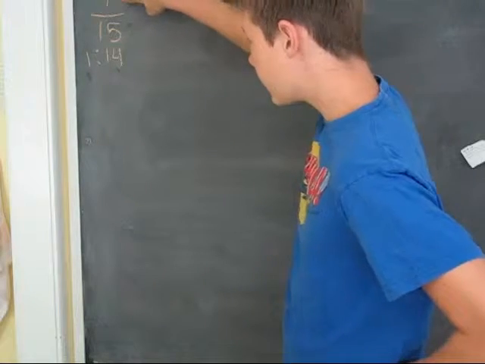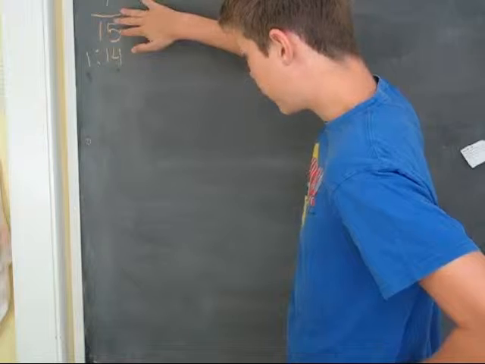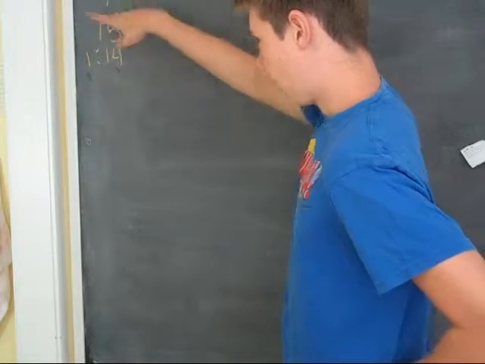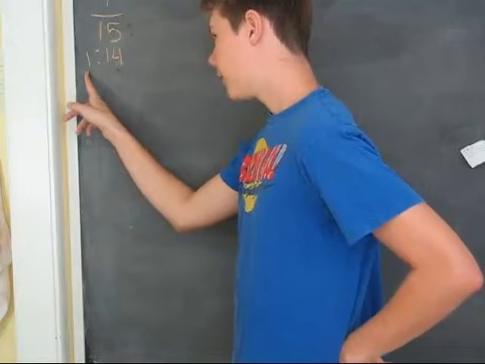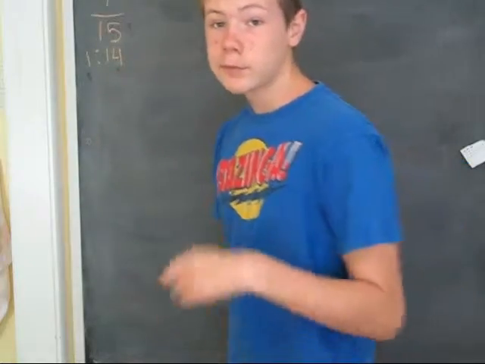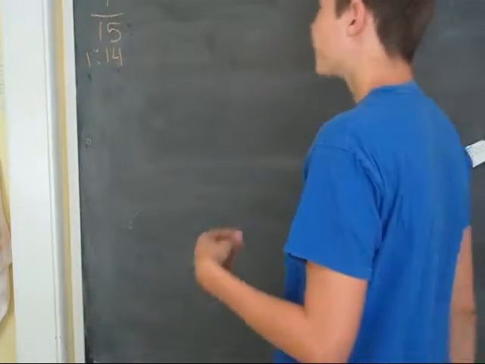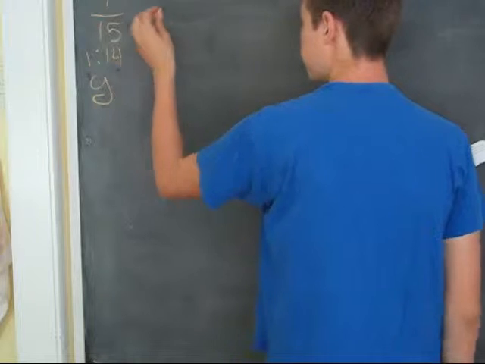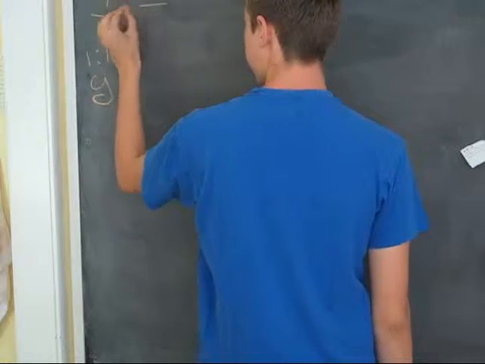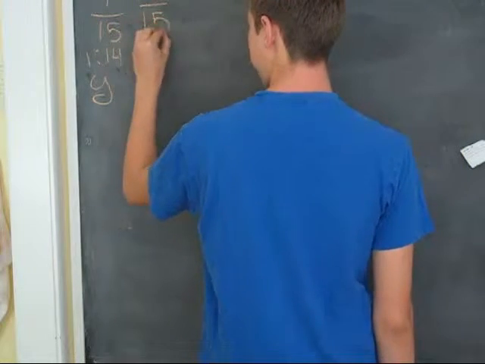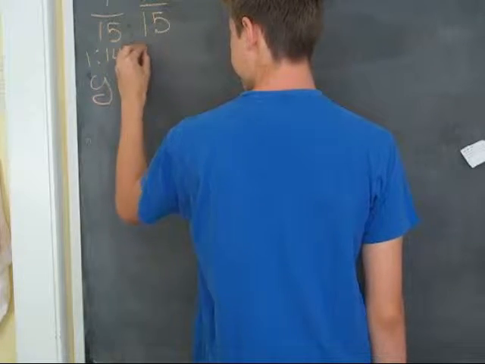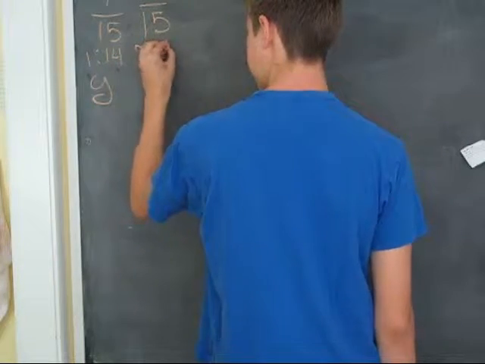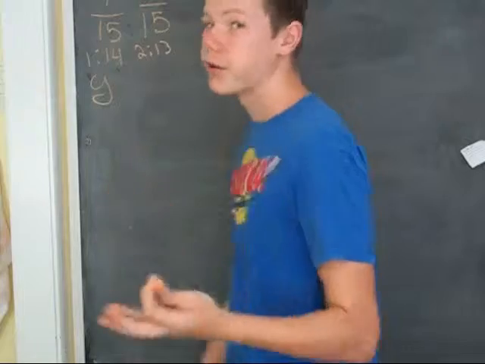So probability is successes over the whole number of possibilities, and odds is the number of successes to the number of failures that could happen. So blue. There are 2 blue balls, so that's 2 out of 15, or 2 to 13.